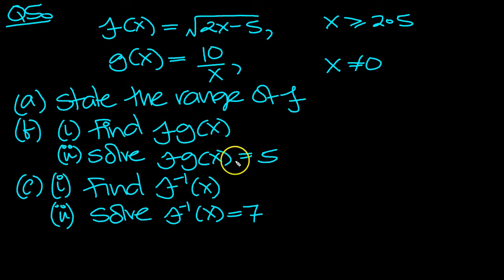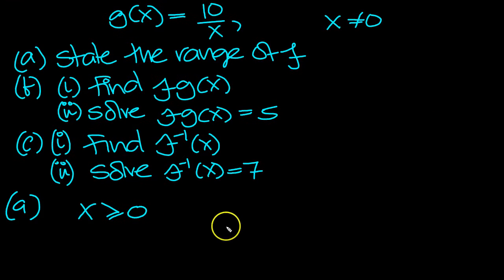So let's have a little look at this then. State the range of f. Here's a square root function, x bigger than or equal to 2.5. If you put 2.5 in here, you get 5. 5 minus 5 is 0, so it starts from 0. And as x increases, these values will naturally increase, won't they? So part A, this will correspond to all the numbers bigger than or equal to 0. And it includes 0, so it's bigger than or equal to 0.